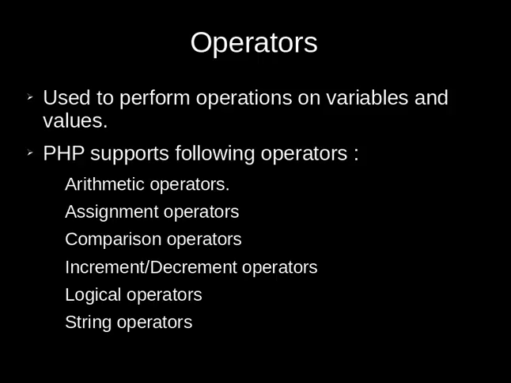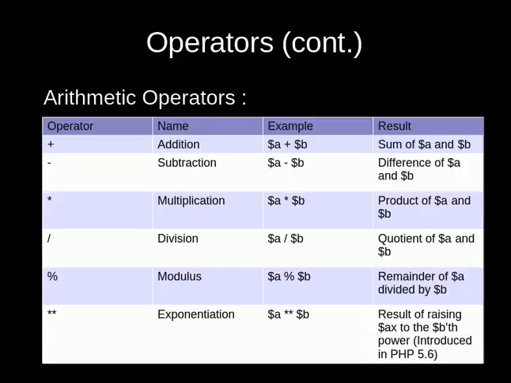Arithmetic operators include plus, which is meant for addition, minus, which is meant for subtraction, asterisk sign, which is meant for multiplication, slash, which is meant for division, modulo, which is meant for modulus, and double asterisk, which is meant for exponential.